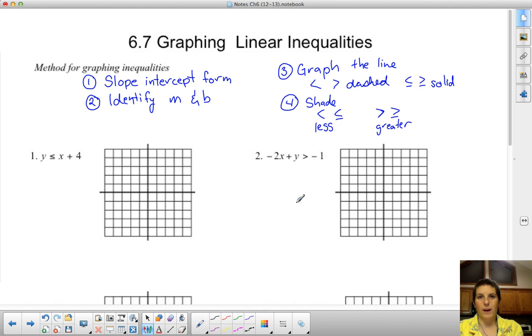Alright, so we're going to go ahead and do section 6.7 quickly. And 6.7 is over graphing linear inequalities. So the first thing I want you to notice when you see these problems is that now we're going to have both an x and a y.